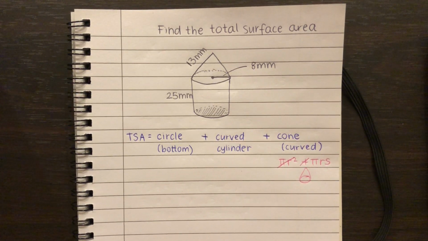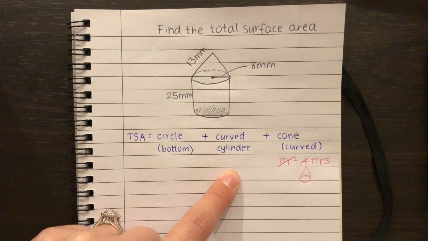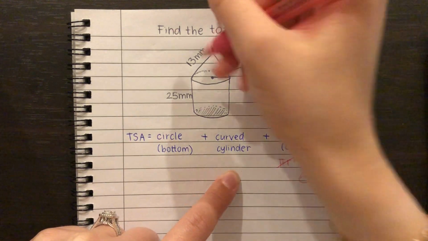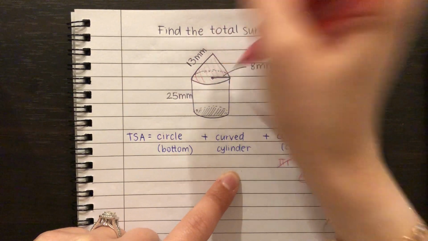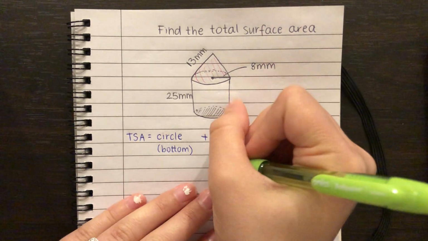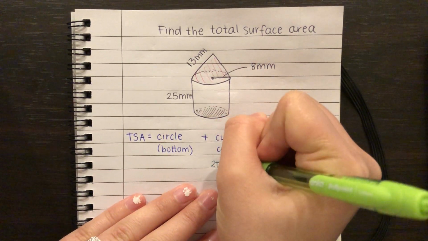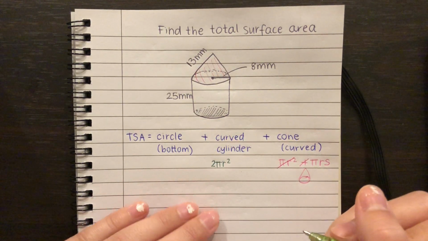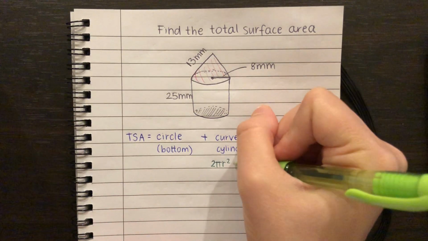Now let's go to a cylinder. So the TSA of a cylinder, and I'll just do that in pink. The TSA of a cylinder is 2 pi r squared plus 2 pi rh.